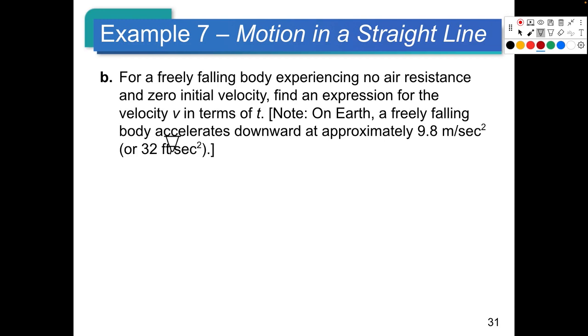So on Earth, a freely falling body accelerates downward at approximately, we're going to go with this one, 32 feet per second squared in American units. They used to call them British units, but the British don't use them, so I figured why not call them American units, or metric units. And you'll see there's a little slide with this. So we know acceleration is a constant of 32 feet per second squared.